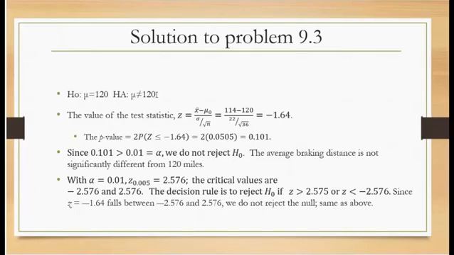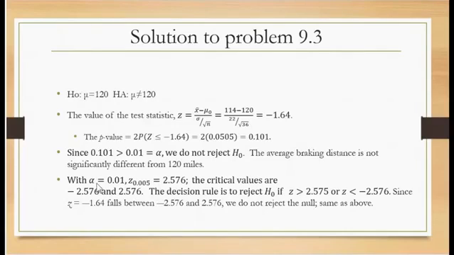So we look up our negative 1.64 on our z-table, and of course that's only one side, so we multiply that times 2 and we get this 0.101. And since 0.101 is greater than 0.01, we cannot reject our null. The average braking distance is not actually significantly different from 120 feet. It says miles, but it should say feet.